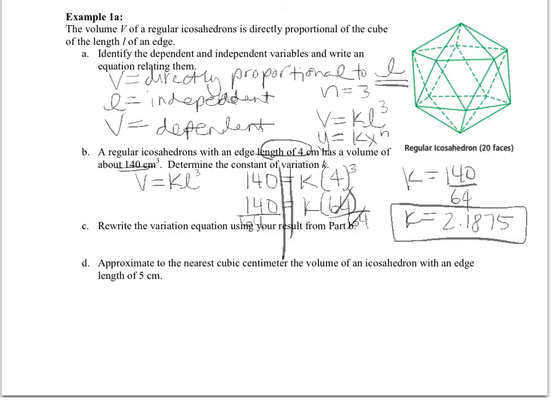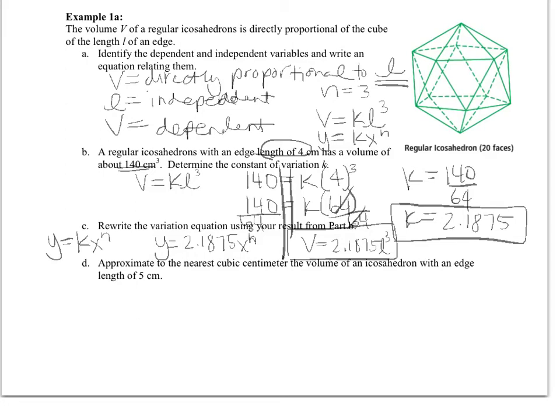Part C, rewrite the variation equation using your result from Part B. All we have to do is use that y equals k times x to the nth, that direct variation function, and we're going to rewrite it with our new k that we have. So we can say y equals 2.1875 x to the nth, but we're going to replace the y and the x with the volume and the length. So we can say volume equals 2.1875 length cubed. That is our equation.